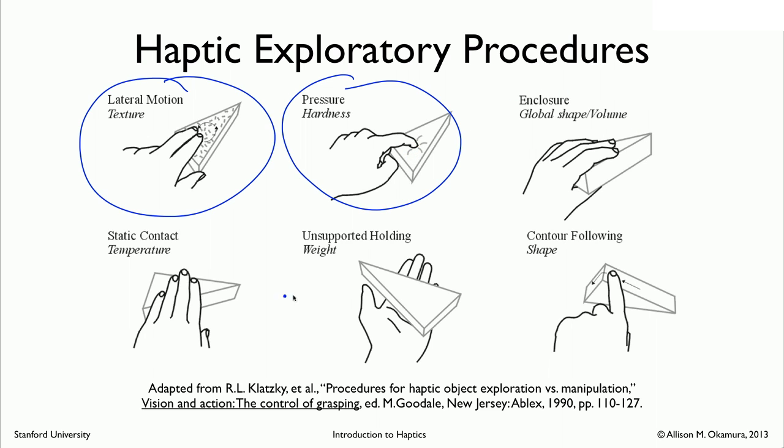There are a bunch of other exploratory procedures, just a few of which I've sketched here, that Klatzky and colleagues identified. But one of the cool things about them is that these exploratory procedures are really well matched to certain characteristics of human tactile sensing in order to essentially optimize our ability to recognize objects and surfaces and shapes.